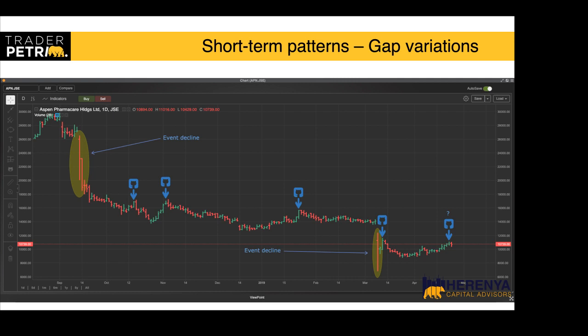To give you an example, I look at Aspen Pharmaceuticals. This is a company that has had a series of event declines, or bad news events, hit it in the last little while. As we can see, in September of 2018, there was an event decline that basically lasted 2 days. Well, a bit longer. We had two massive down days from around 260 Rand a share all the way down to about 170 Rand a share, followed by a sustained move down.